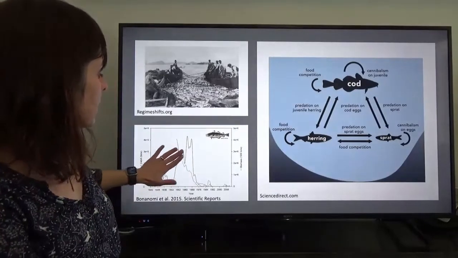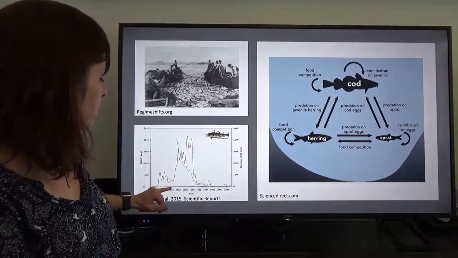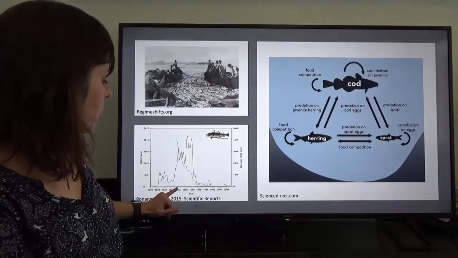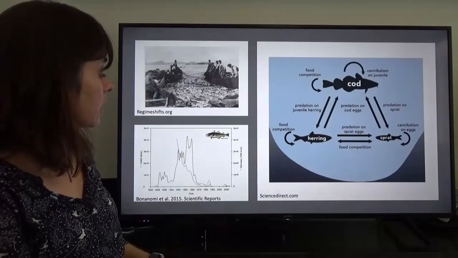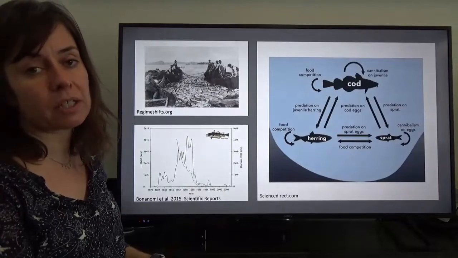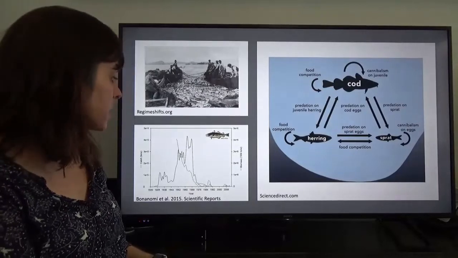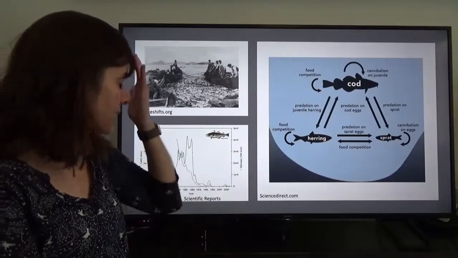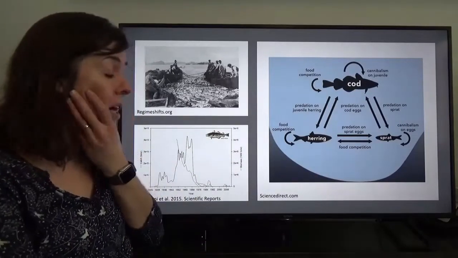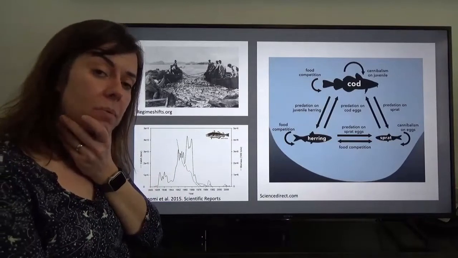Okay, so we had this really, really high level of fishing through post-war right through to the 70s, and then we see this massive crash in our fish catch in the cod fishery. And this was associated with a collapse in the cod population, represented by biomass in thousands of tons. So overfishing led to a crash in the cod population.